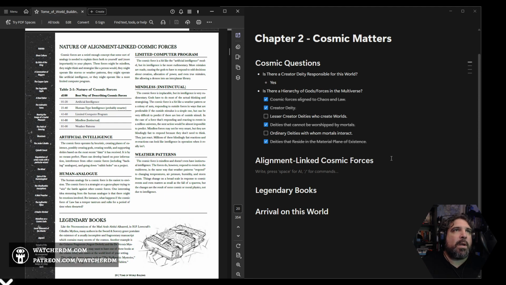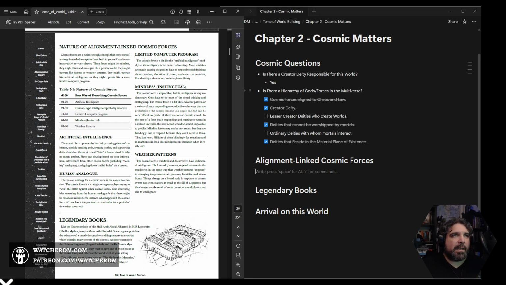Cosmic forces are a weird enough concept that some sort of analogy is needed to explain them both to yourself and, more importantly, to your players. These forces might be mindless. They might think and strategize like a person would. They might operate like storms or weather patterns. I like that. They might operate like artificial intelligence, or they might operate like a more limited computer program.